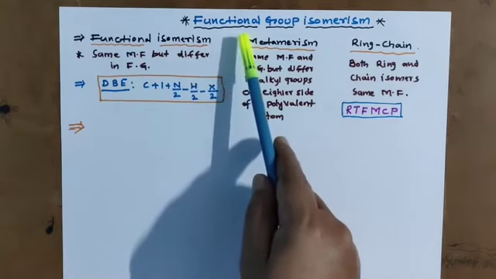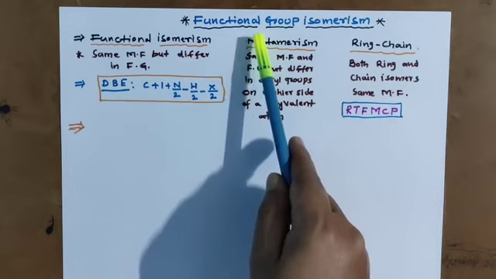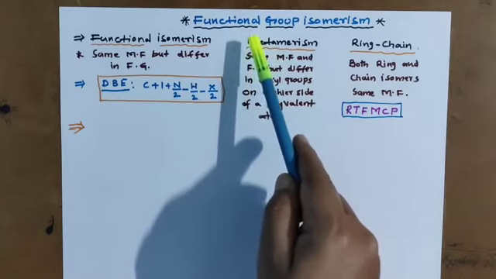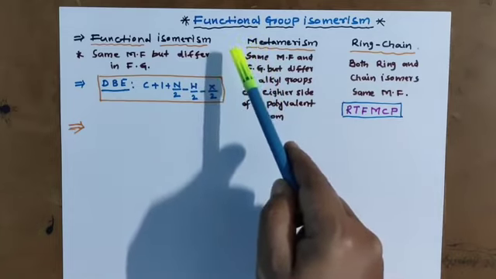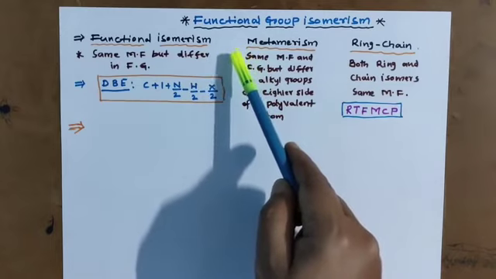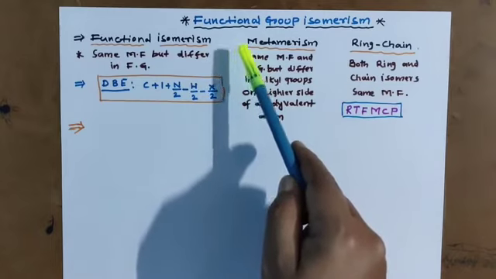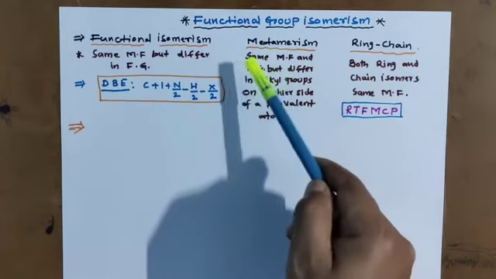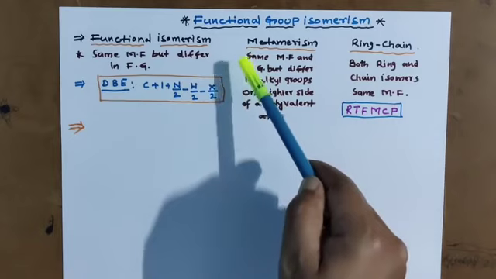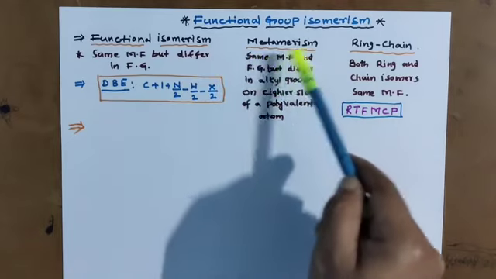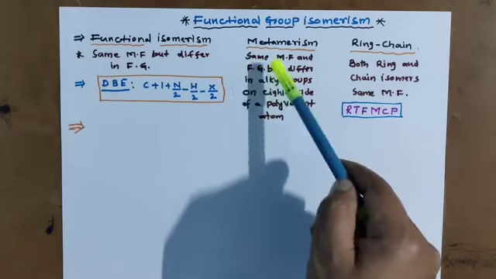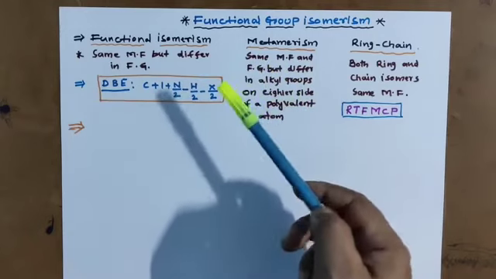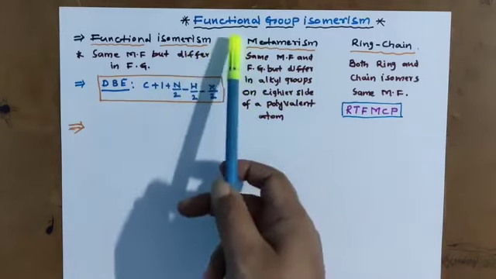Today a new concept in isomerism. This is the fourth video in isomerism. In the last three videos I explained basics in isomerism, chain and position isomerism in alkanes, in alkyl groups, and chain and position isomerism in double bonded systems. And now today I am going to explain another structural isomerism, that is functional group isomerism.